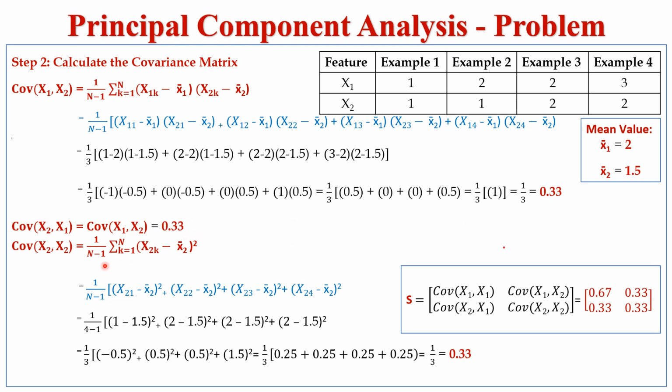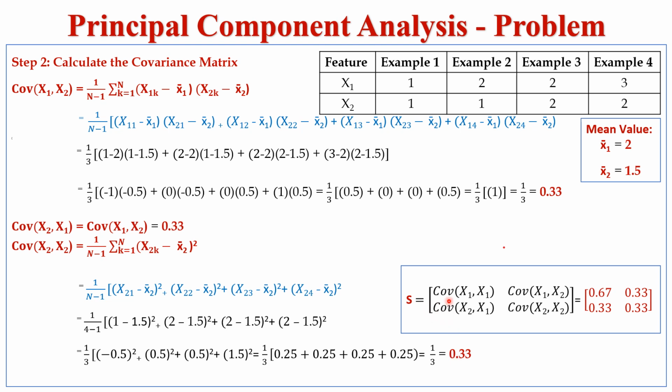Next we have to find the covariance for x22. The formula is 1 divided by n minus 1, summation of k equal to 1 to n, x2k minus x2 bar, the whole square. We have to expand this formula, and we get the equation as such. Now we substitute the values, and the final value we receive for the covariance of x22 is 0.33.